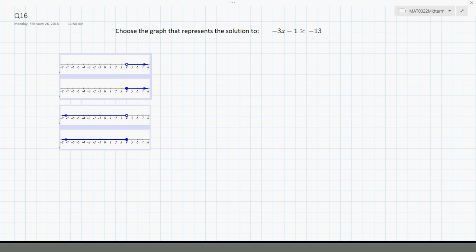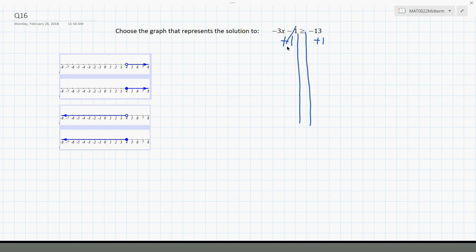All right, choose the graph that represents the solution. First of all, we've got to make that look prettier. It doesn't look nice. So remember how I drew my lines? I draw my lines again. All right, so the first thing I'm going to do is, because all the x's are on one side, I'm going to start moving stuff away from it. There's a -1 there, so I'm going to add 1 to both sides, right?